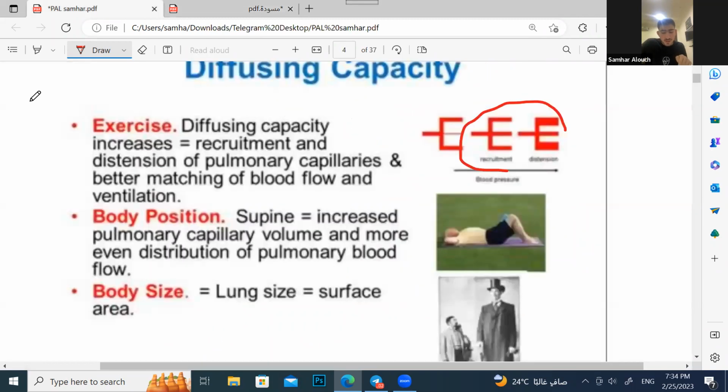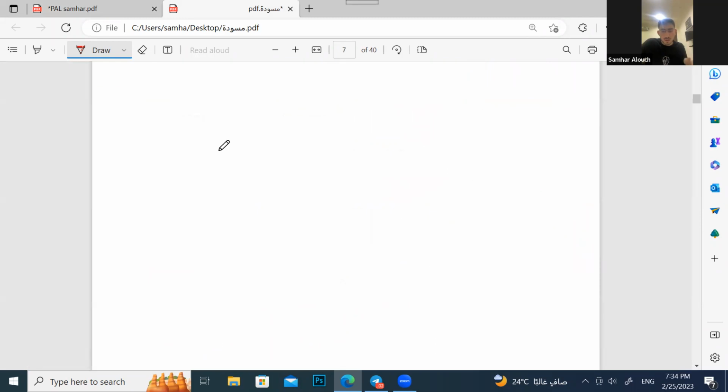Anyway, this is the first mechanism, which is exercise. Let's go to the body position, which is the supine position. Now, if you are standing, gravity will take the blood down, let's say, to the legs. So now less blood will go to the lung. But if you are in supine position, you are like this, and the blood will be mostly here at the lungs.